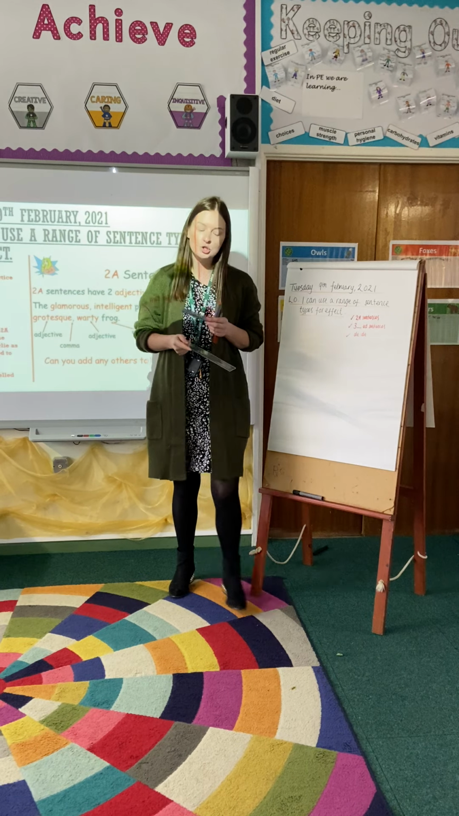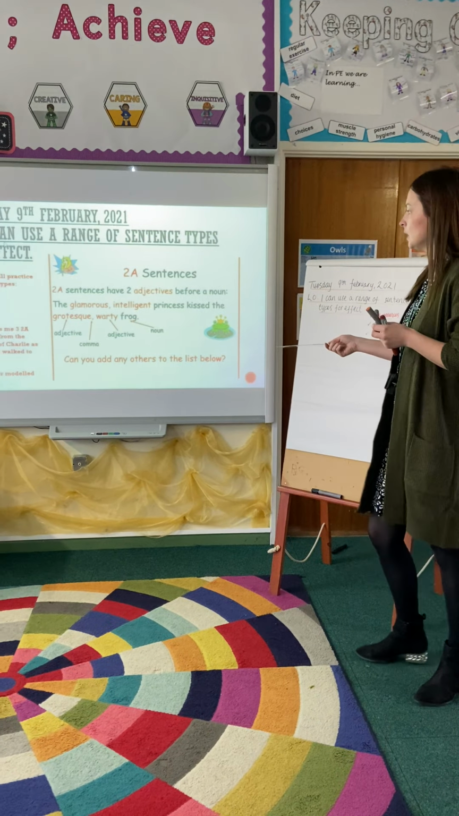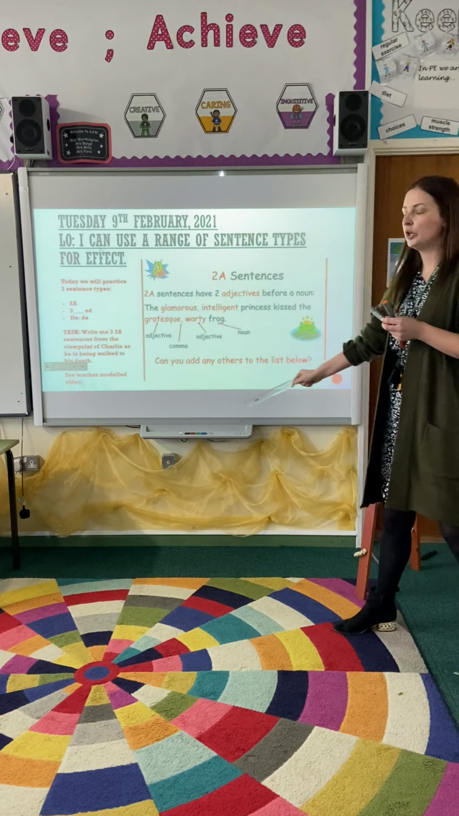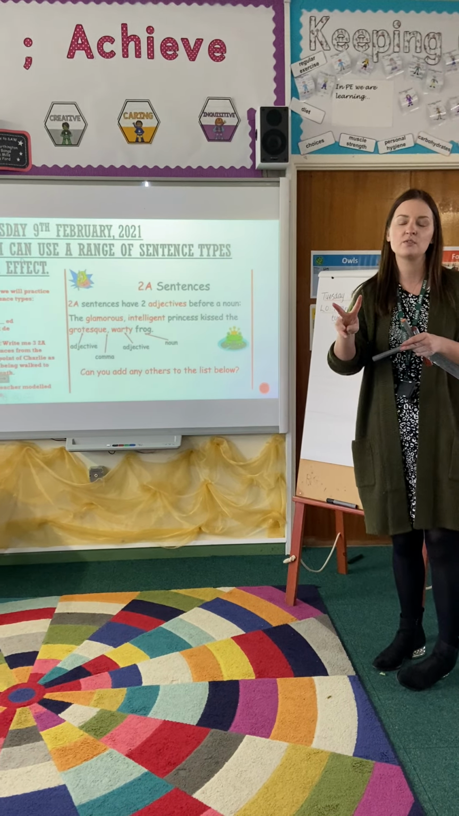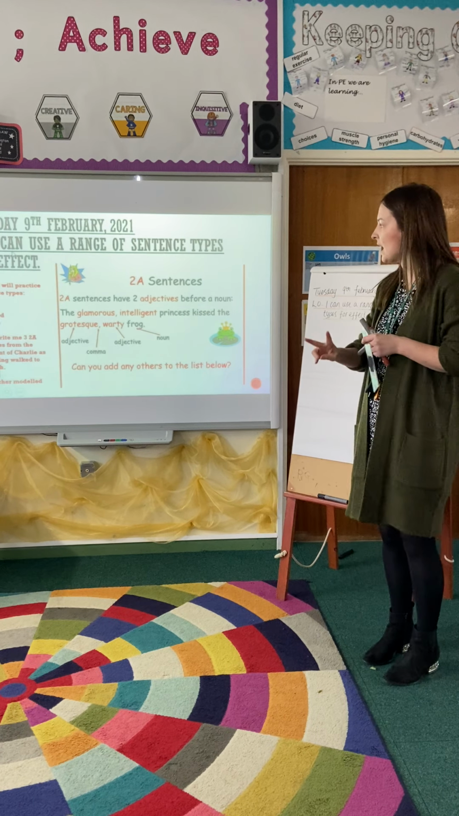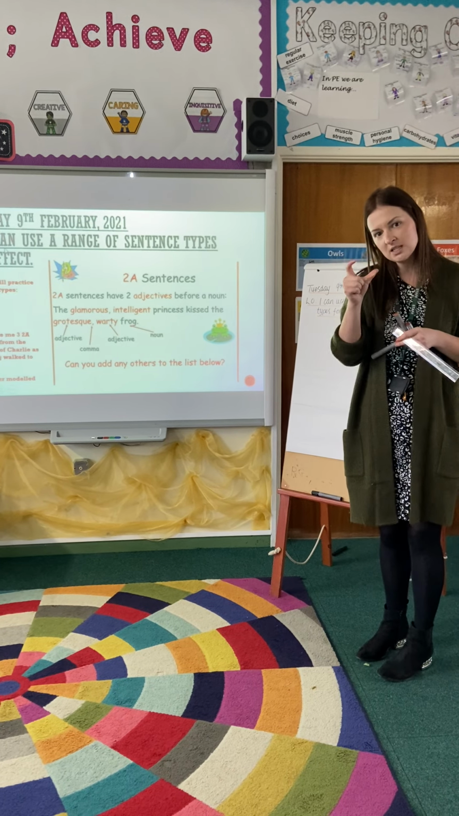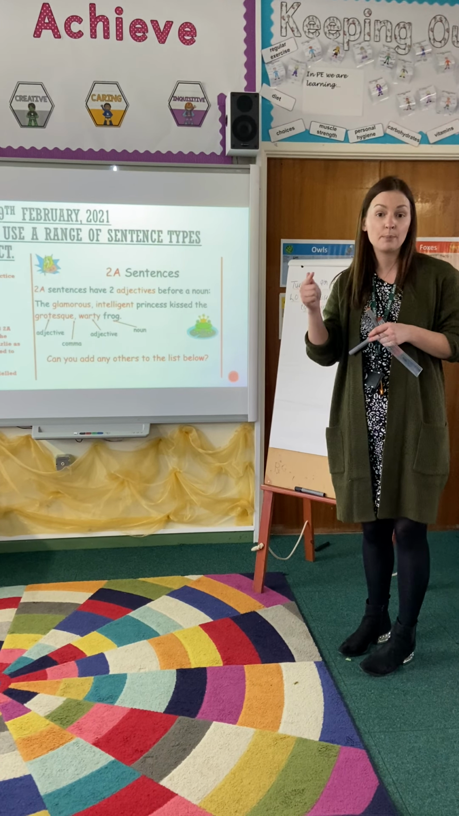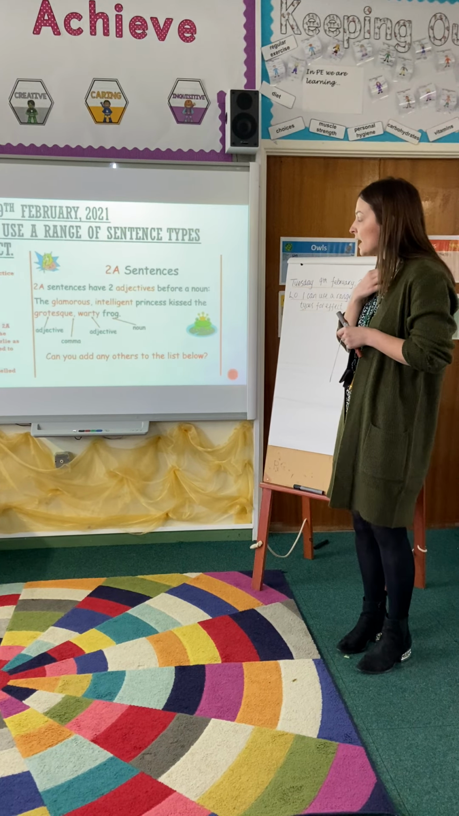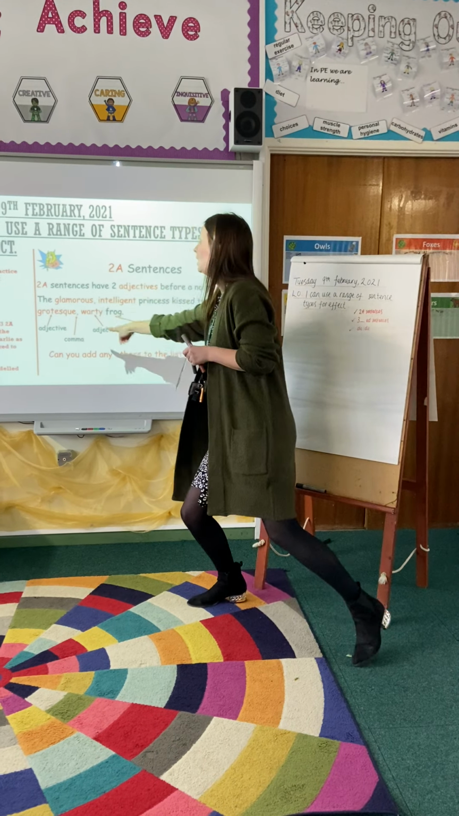So the first one we're going to talk about today is the 2A. Have a look at your PowerPoint, or you can have a look at this one afterwards. It says 2A sentences have 2 adjectives. We know that adjectives are describing words, okay? And those adjectives need to come before a noun. We know that a noun is the name of a place, a person or a thing, or an object. And then you've been given an example here.